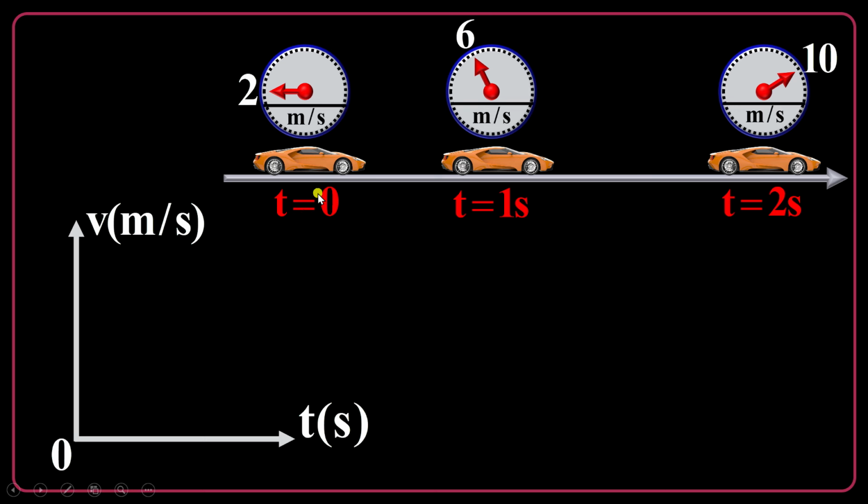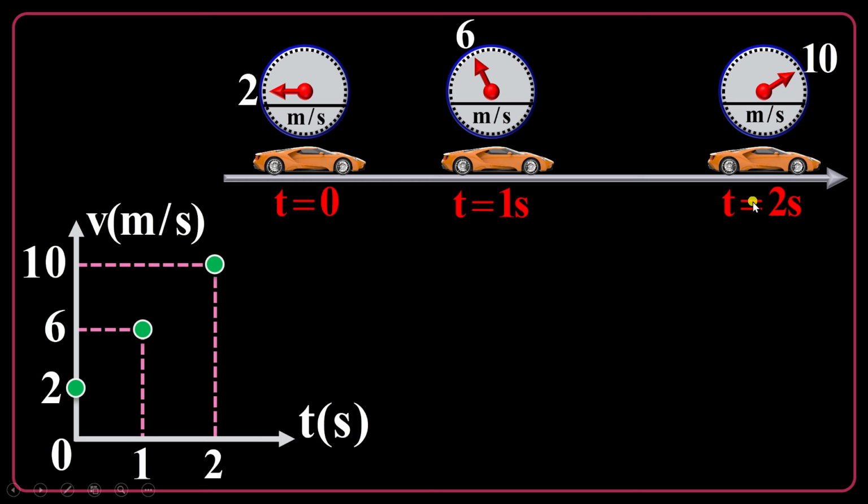At t equals 0, you see the velocity is 2. This is exactly the initial velocity, the vertical intercept of the vt graph. Another data point is t equals 1 and v equals 6. So it's the other data point. And the last one, t equals 2 and v equals 10. Then I connect these points. I will get a linear vt graph.